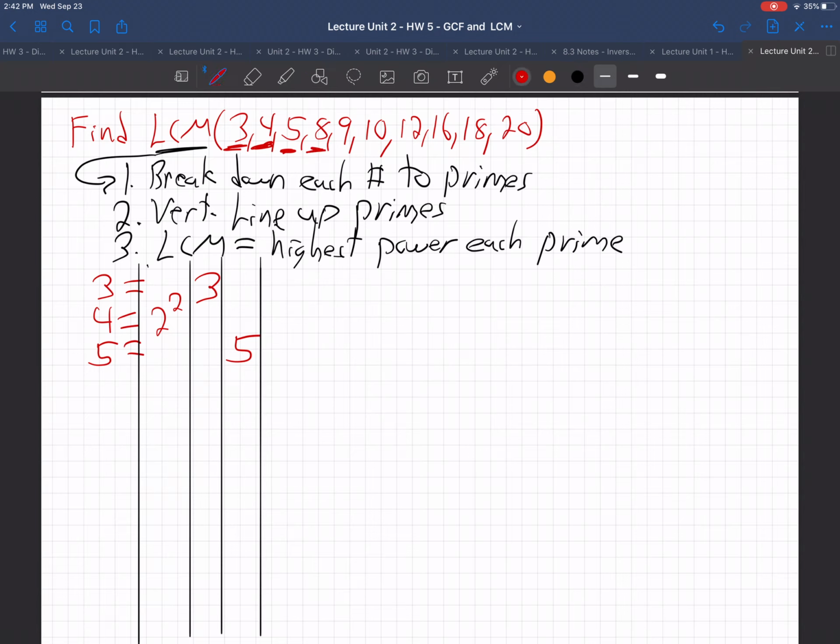Let's keep going. What's the next one? 8. Now if you need to do 8 on the side, go ahead and do it right over here. 2 times 4, 2 times 2. So you break down the 8. Notice it's 2 to the third power. Next one is 9. What does 9 equal? You know what that equals, right? 3 to the second power, 3 times 3. 10. That's 2 times 5, isn't it?